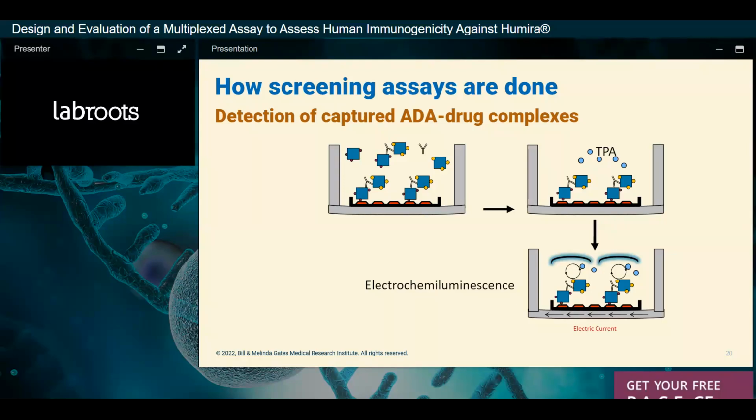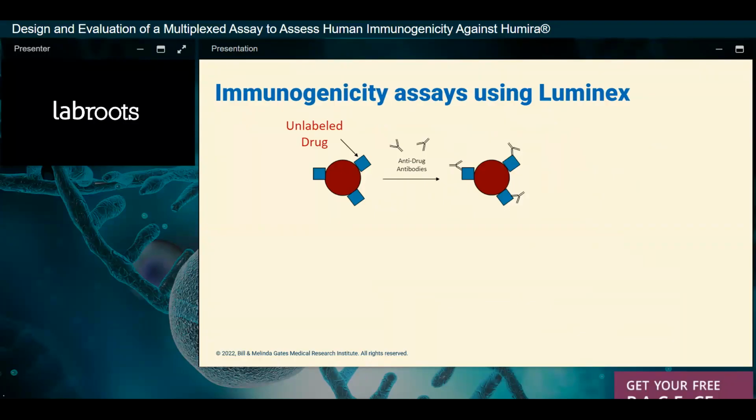Now, once you have a cut point defined on here, you can determine if this signal is above that cut point, and they would be screened positive or they would be screened negative. So this is a commonly used format on the MSD platform. But part of this talk is to show you that you can do this on other technologies. And in this case, this would be applied to the Luminex technology.